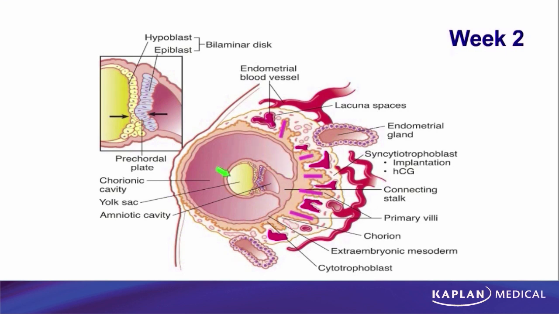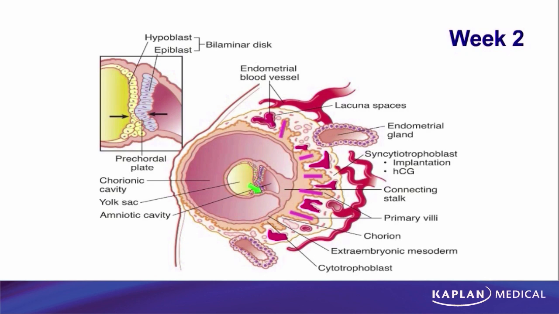Let's now turn our attention to the embryo developing here in the embryoblast. During the second week, what we see happen is that the cells of the embryoblast differentiate and arrange themselves into two layers of cells, two layers side by side here. And that's why we call this the two-layered embryo.